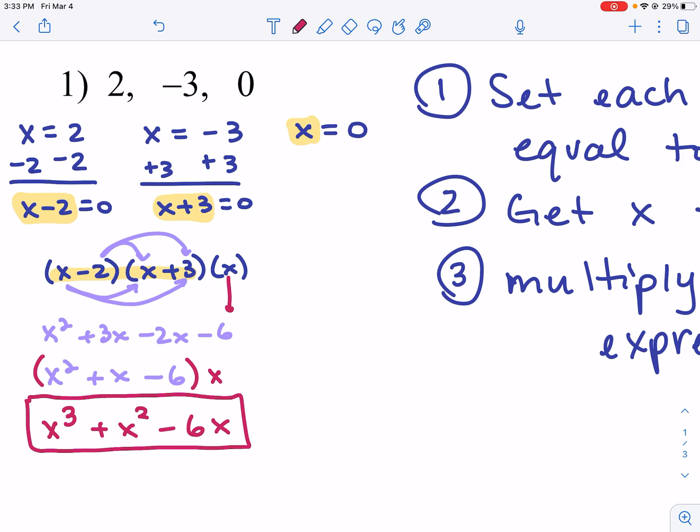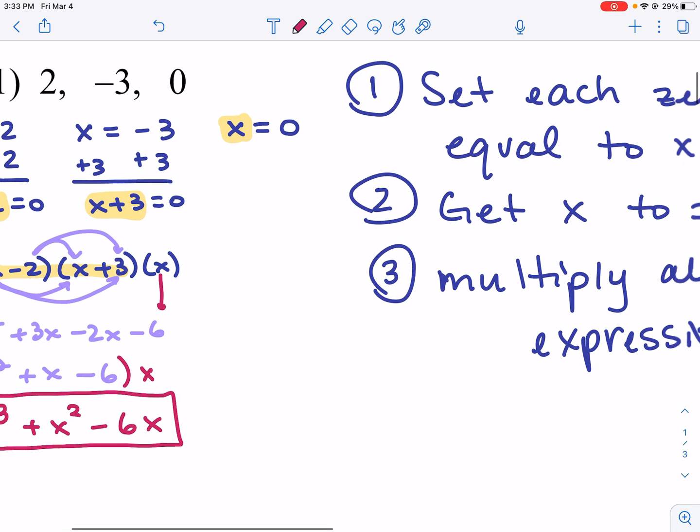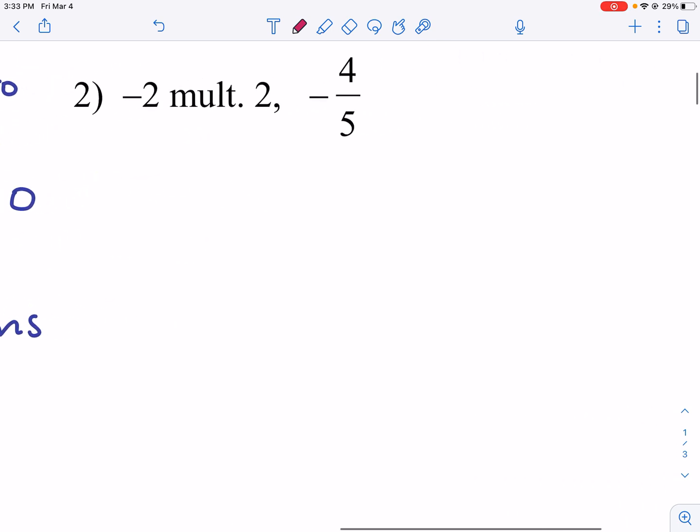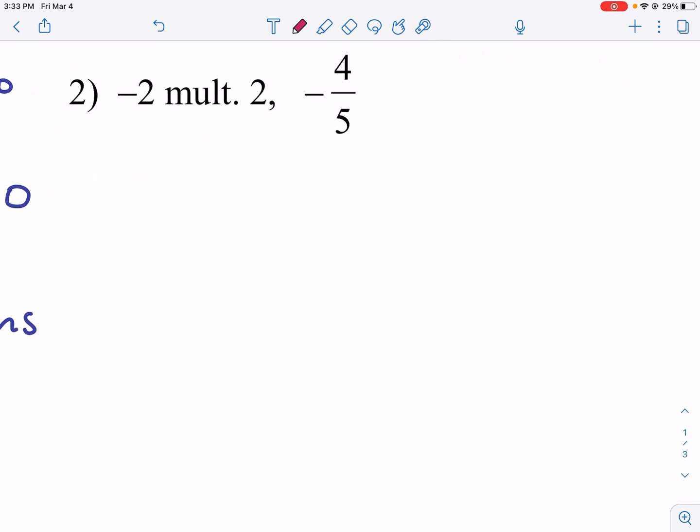The zeros were integers. Life is great. So let's keep with rational numbers, but introduce a fraction. The fraction doesn't change how things work, right? So I have a zero of -2 and a zero of -4/5. So x equals -2 and x equals -4/5.